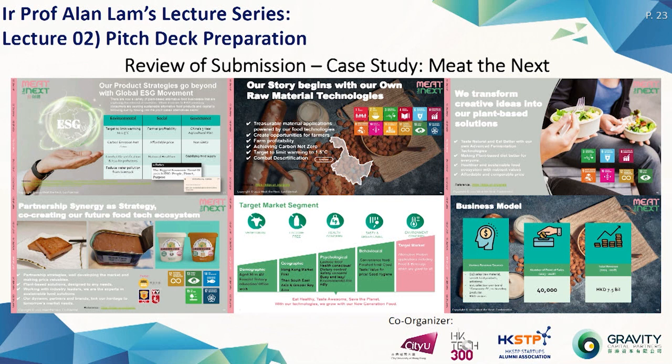Something related to ESG, and something related to impact. And then, followed by the top right corner, is about how they want to transform the creative idea into a plant-based solution. And then downstairs is the application using the smart protein to make the meat. And then market segment, and then business model.